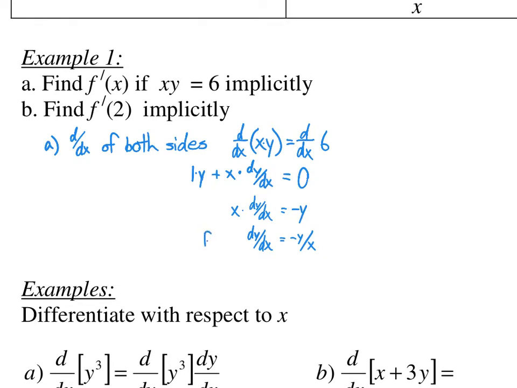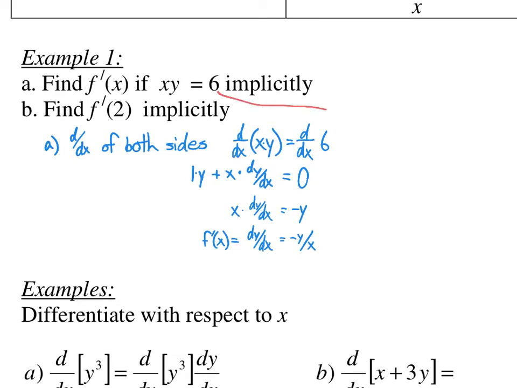Okay? And that is our f prime of x. Well, let's go ahead and test. Did we get the same thing we got when it was done explicitly? All right? 6 over x, and 6x to the negative 1.